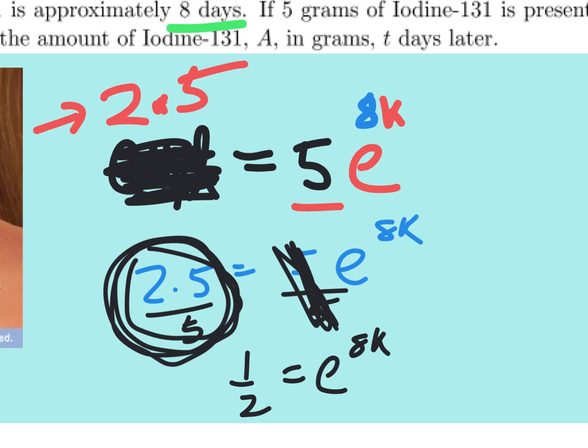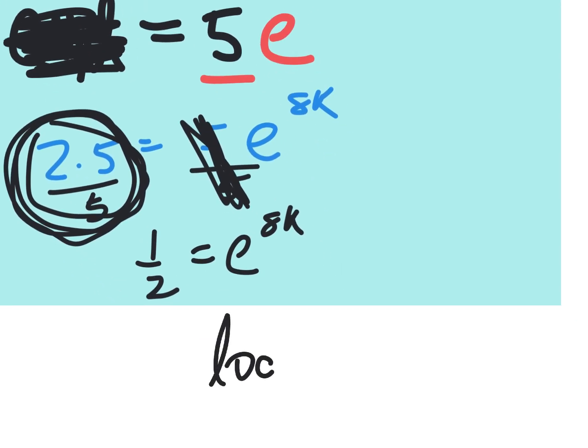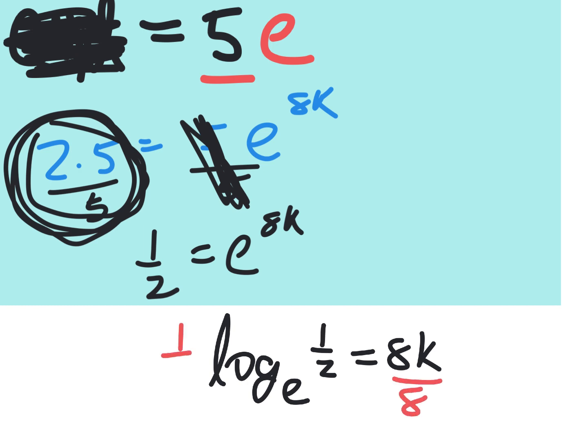Think about it. Now log base e of 1/2 equals 8k. I'm going to divide by 8, or in this case, multiply by 1/8 on both sides. And there you go, I've got k. We're dividing by 8.